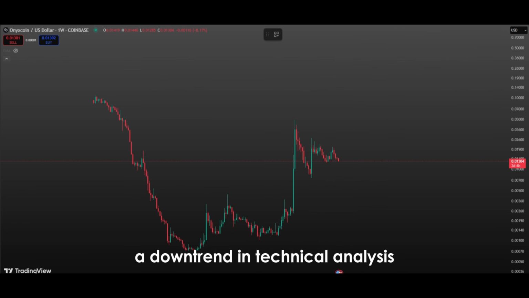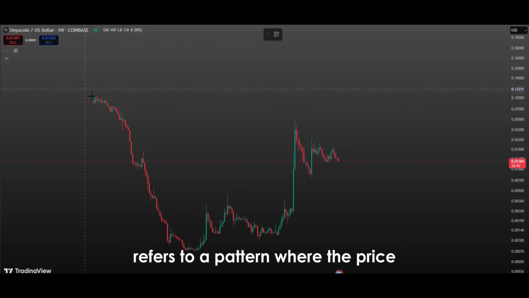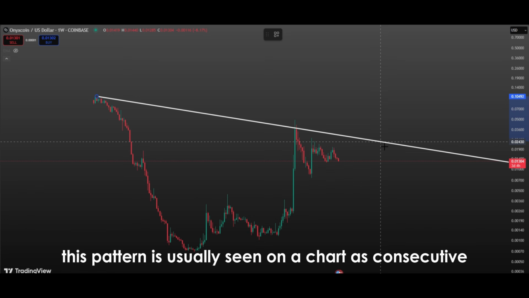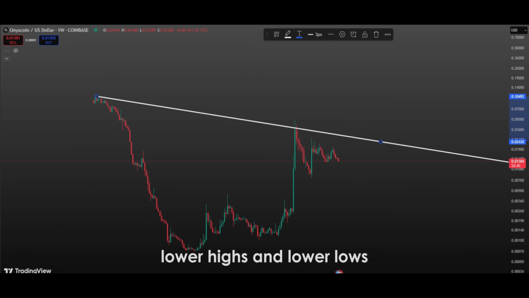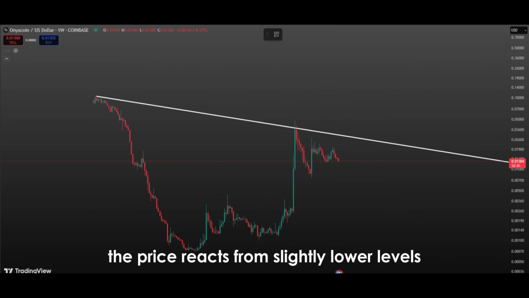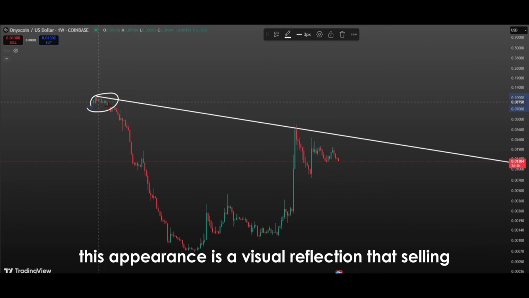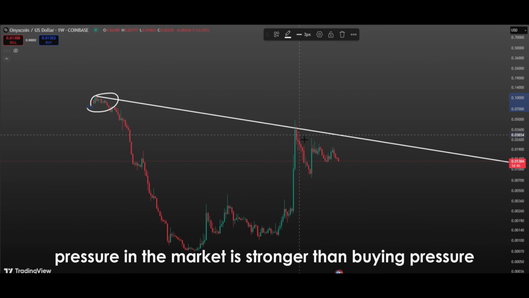A downtrend in technical analysis refers to a pattern where the price continues to move downward over a certain period of time. This pattern is usually seen on a chart as consecutive lower highs and lower lows. With each attempt, the price reacts from slightly lower levels, and the highs form lower each time. This appearance is a visual reflection that selling pressure in the market is stronger than buying pressure.